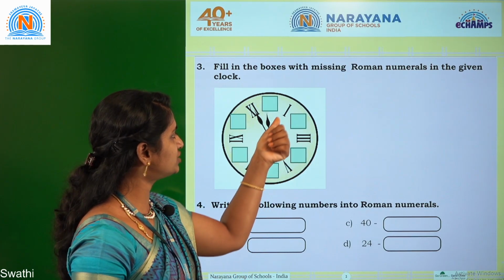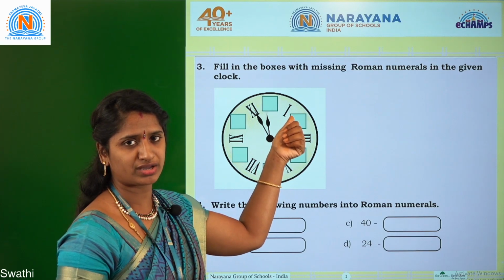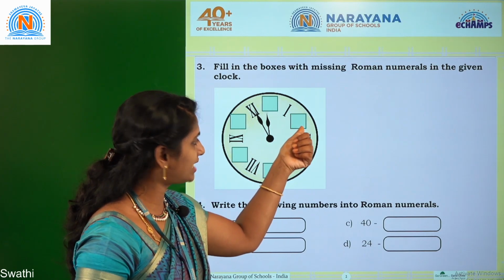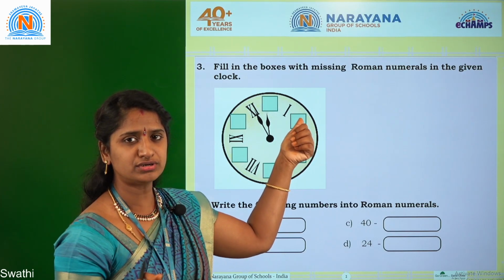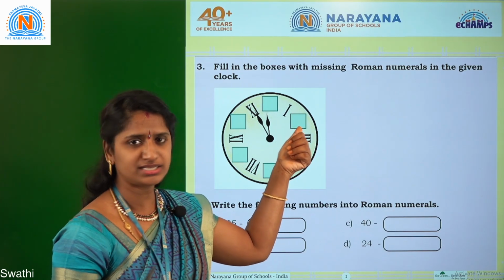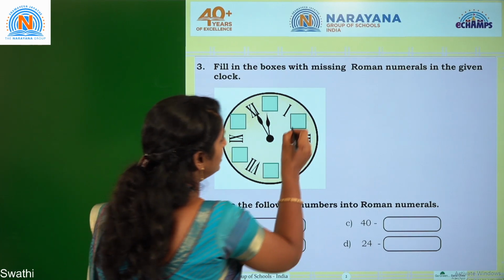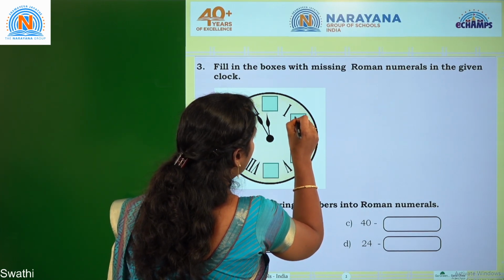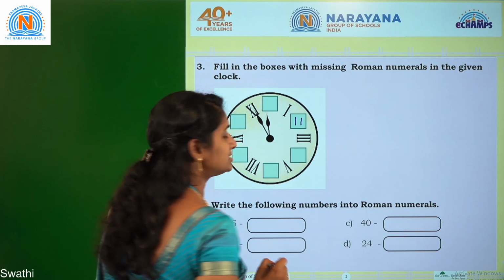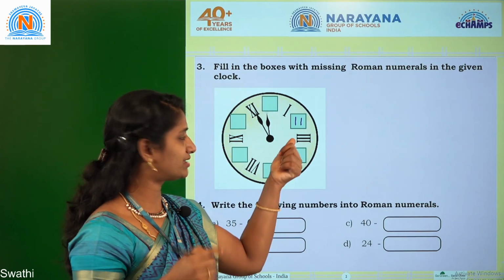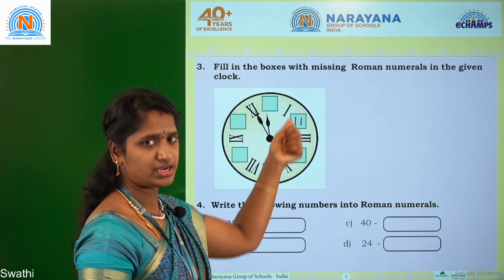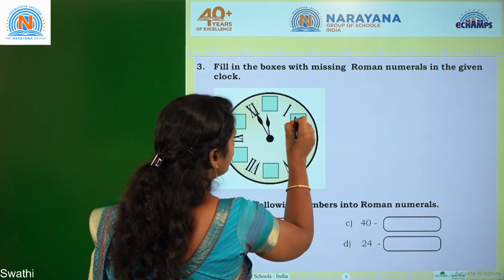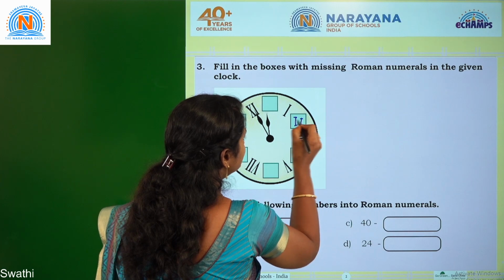Here you can check, I means what? 1. Next here they have given blank. After 1 comes 2. 2 means how can I write 2? It is two I's. I am writing like this, but it will be horizontal. So two I's make 2.